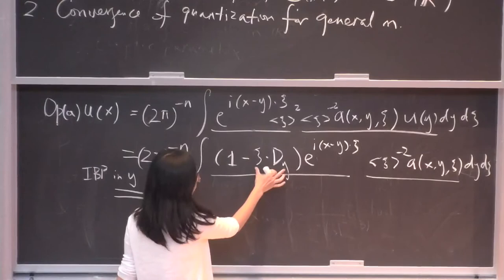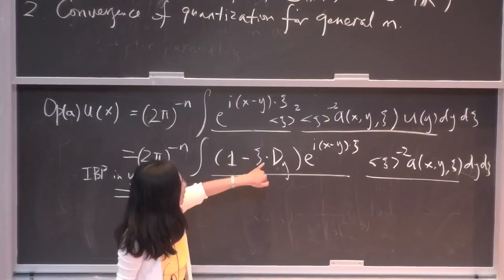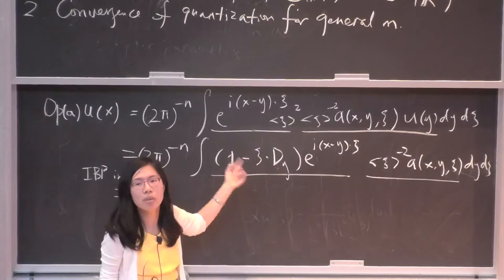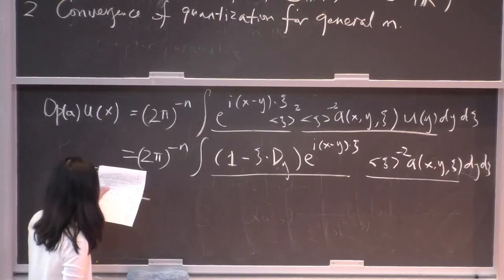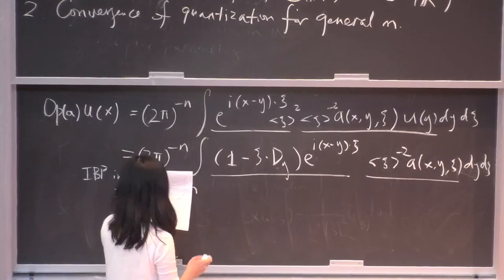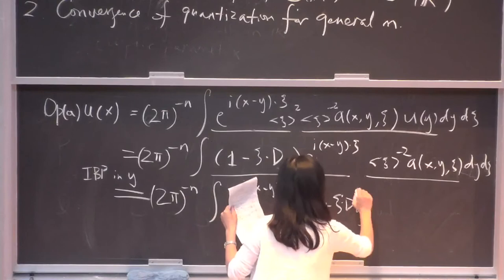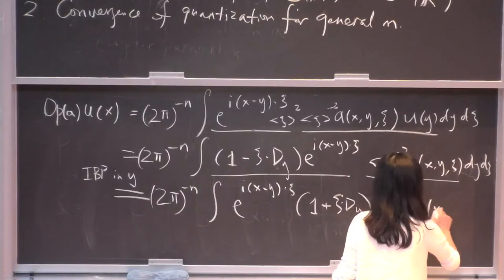Right. Oh, I should also mention that whenever I put this inner product here, it means the usual inner product sense: psi 1 times dy 1 plus psi 2 times dy 2 and so on. Okay. So I do integration by parts and I flip it to the other side. Let me first write out the formulas formally. This is e to the i x minus y dot psi times 1 plus psi dy, psi to the minus 2 a(x, y, psi) dy dpsi.